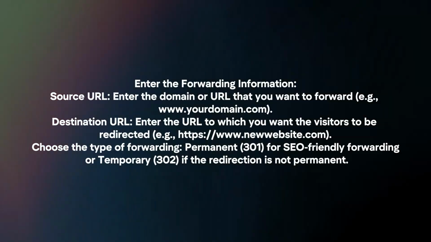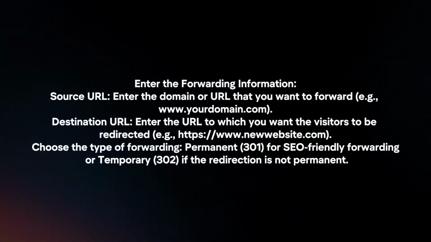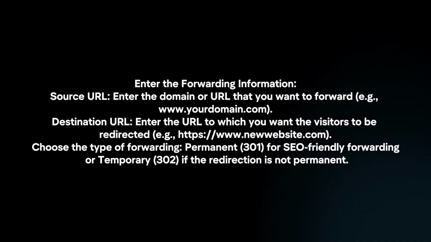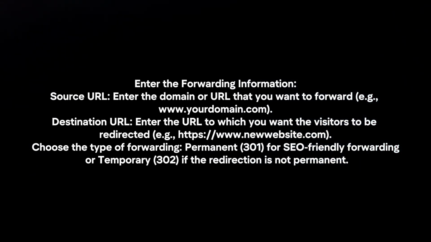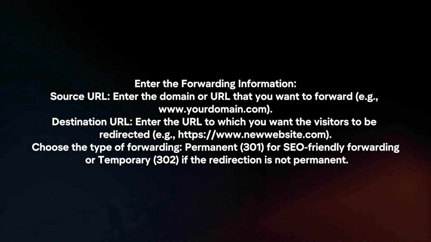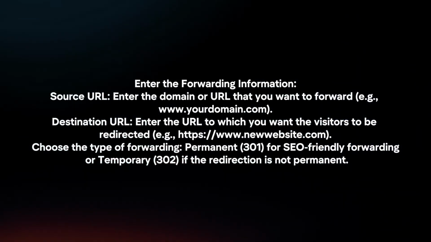Enter the forwarding information. Source URL: enter the domain or URL that you want to forward. Destination URL: enter the URL to which you want the visitors to be redirected. Choose the type of forwarding: permanent for SEO-friendly forwarding, or temporary if the redirection is not permanent.